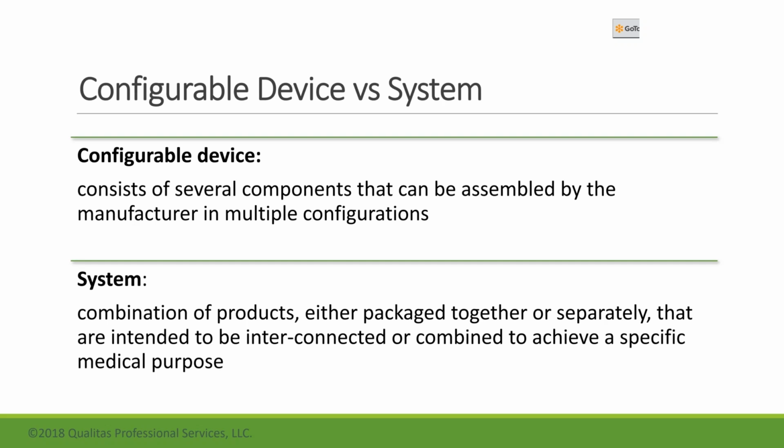And then you have a system, which is a combination of products that are packaged together or separately, and that are all intended to be interconnected. So they may be in 4 different boxes. Maybe it's a computer monitor, a keyboard, a mouse, and then a transducer or something that's connected to it that provides the data. So that's the system, where things are interconnected and combined to achieve that specific medical purpose.